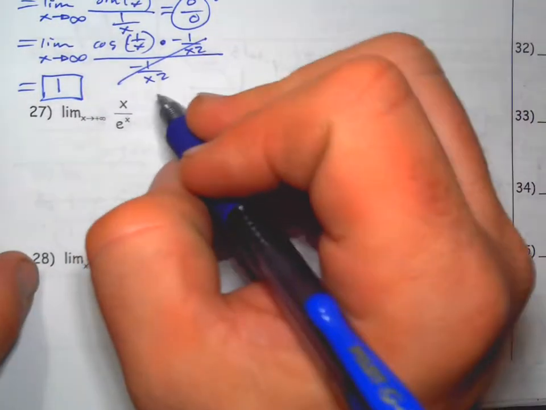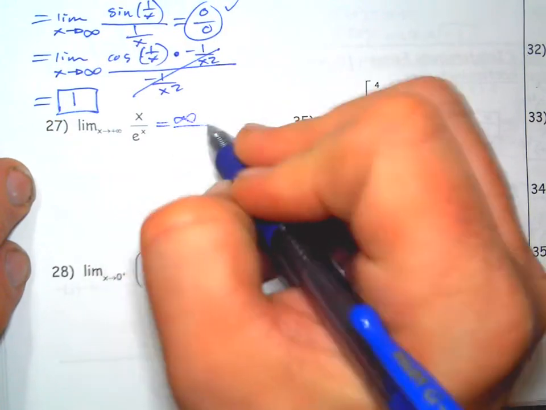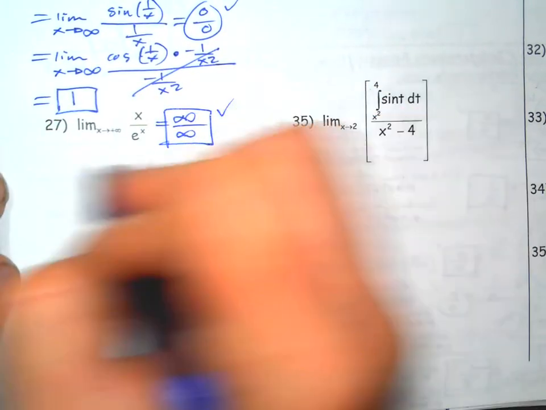Okay, this one's going to positive infinity, so it's going to be infinity over infinity. Initial indeterminate form. We can do L'Hopital's rule now.